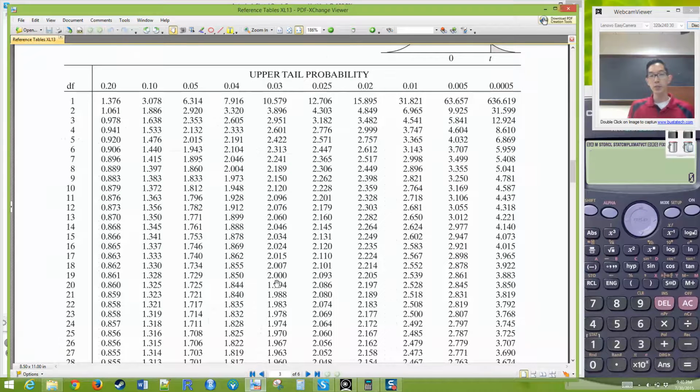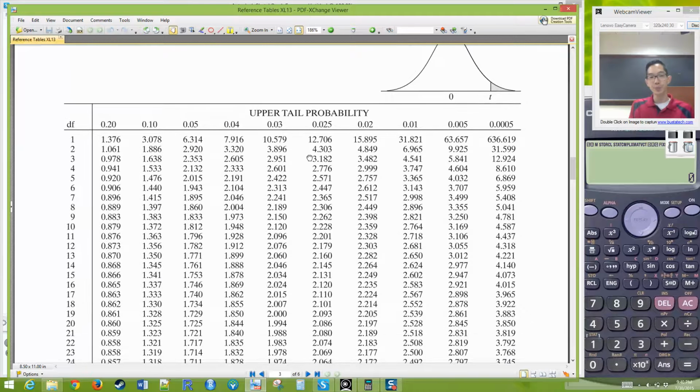So what we have to do is go to the t table, and how many degrees of freedom? I have a sample size of 9. My degrees of freedom is n minus 1. I have 8 degrees of freedom.